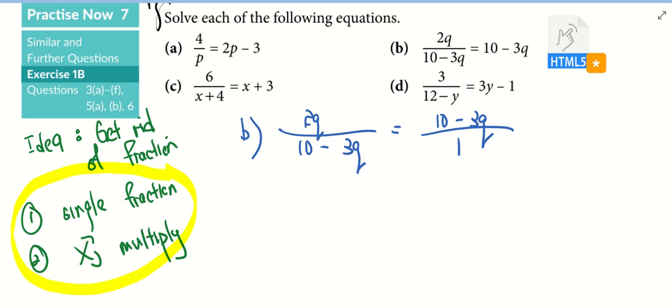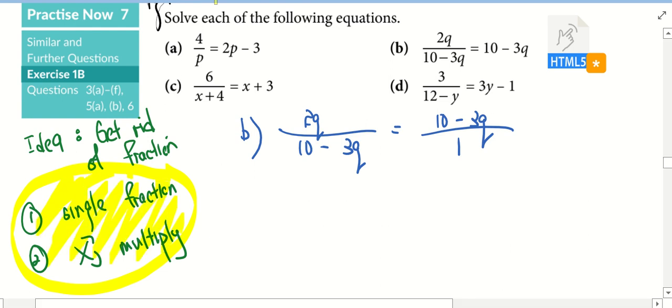Okay, so the main idea in fractional equations is to get rid of the common denominator. In order to do that, we multiply everything throughout by the common denominator. If not, you can follow the two-step approach you can see on the left-hand side over here. First step, single fraction on each side.